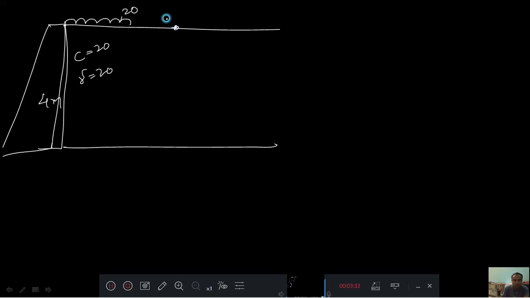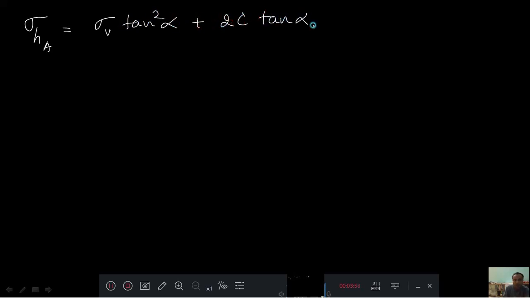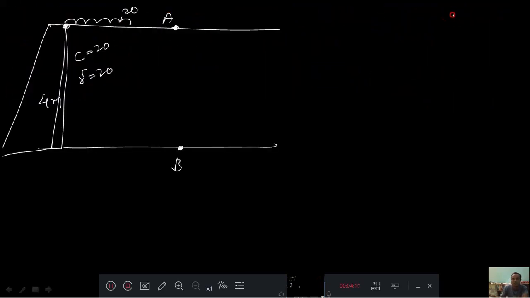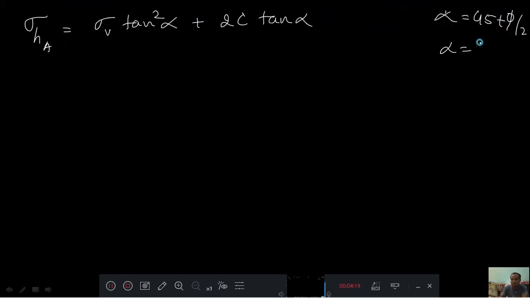Okay. Now I will take a reference point A and reference point B. As I told you, this reference point will be at this level and this reference point is here. Now what is the formula? Sigma H at A is equal to sigma V tan square alpha minus 2C plus 2C tan alpha. Then alpha equals 45 plus phi by 2. Is there any information for phi? Nothing is given, therefore I will consider phi equal to 0. Let us consider this a pure cohesive case, therefore phi equal to 0, alpha equal to 45.